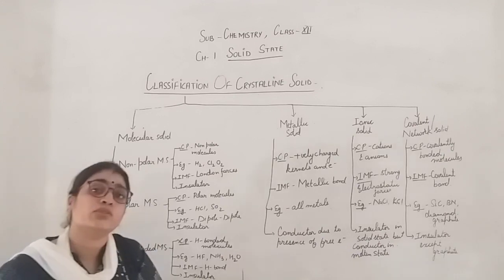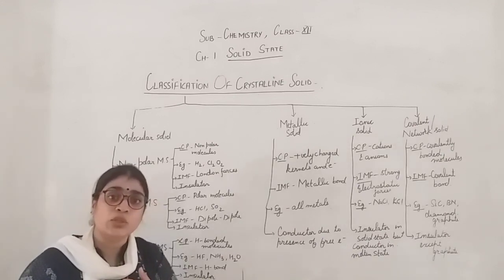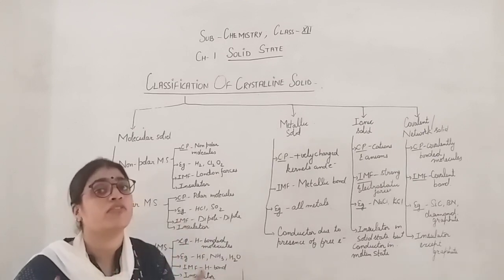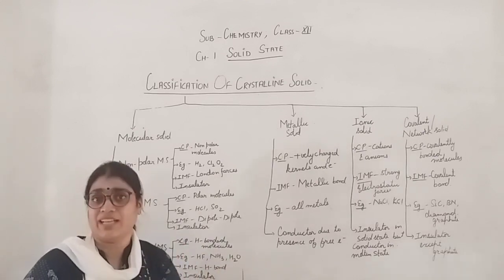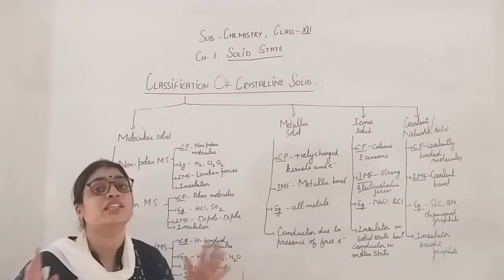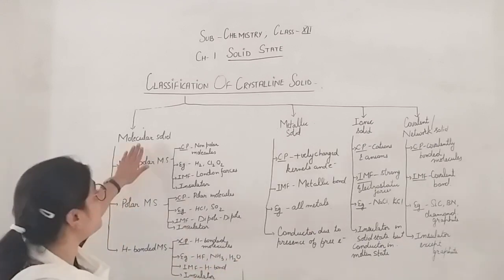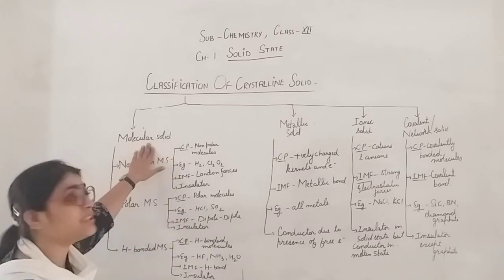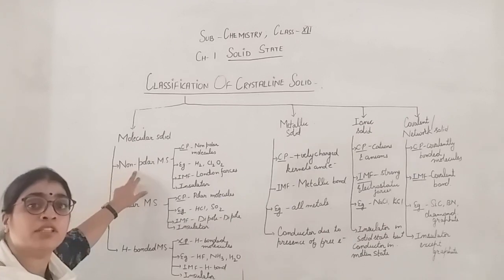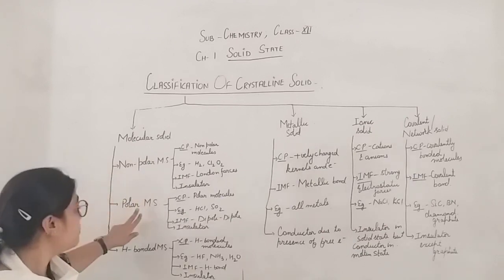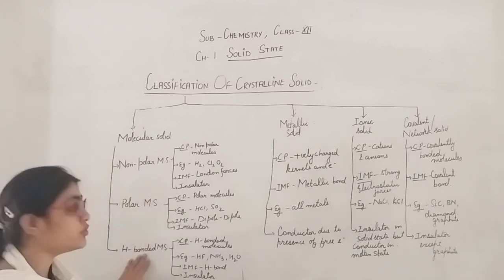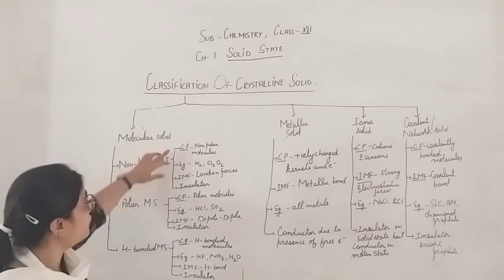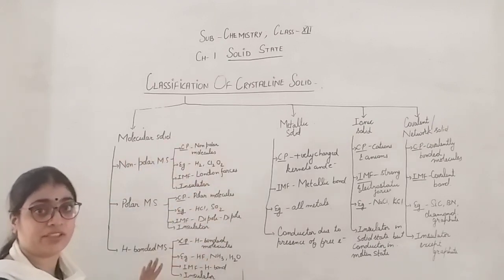One more thing I would like to tell you: how will you know whether the solid is a conductor? If it has free ions or free electrons, then the solid will conduct electricity, otherwise it will be an insulator in nature. So let's proceed with our first type of solid, molecular solid. Molecular solids are further classified into three types: non-polar molecular solid, polar molecular solid, and hydrogen bonded molecular solid. First is non-polar molecular solid. In four headings we will be discussing the complete solids.